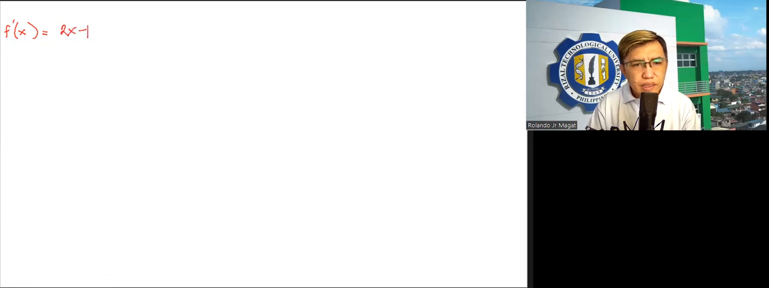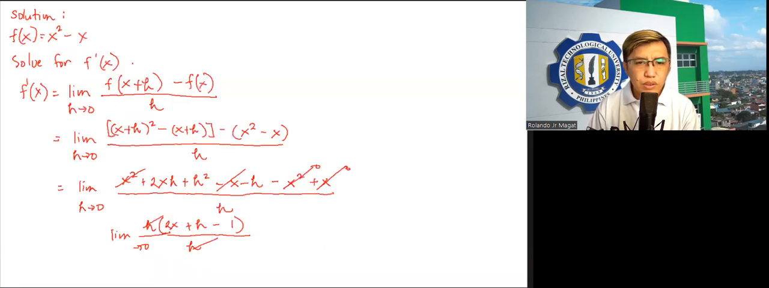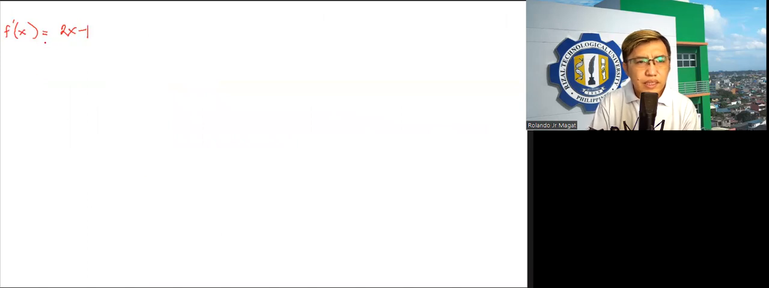Okay? But the answer does not stop there. The problem does not stop there because we are going to use it to find the equation of the tangent line to that function y is equal to x squared minus x at x is equal to 2. So first, let's find the slope.